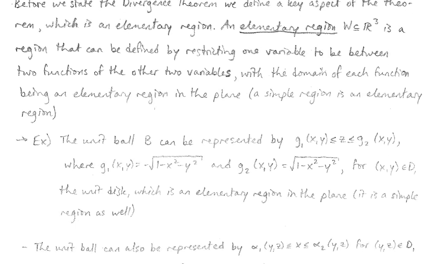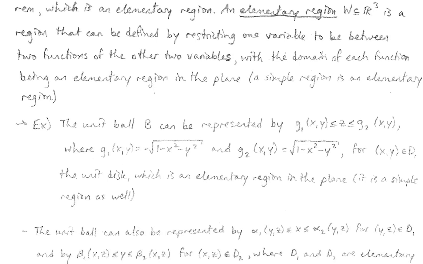Here's an example of an elementary region: the unit ball, the sphere of radius 1 centered at the origin. You can take z and write z to be bounded between two functions, each of them a function of x and y. I call the lower bounding function g1 and the upper bounding function g2. g1 specifically is minus the square root of 1 minus x squared minus y squared, and g2 is positive square root of 1 minus x squared minus y squared.